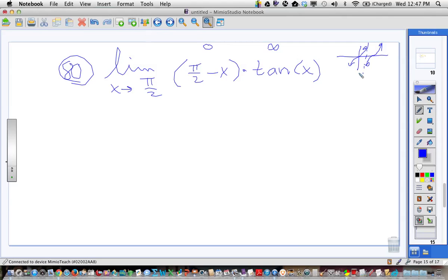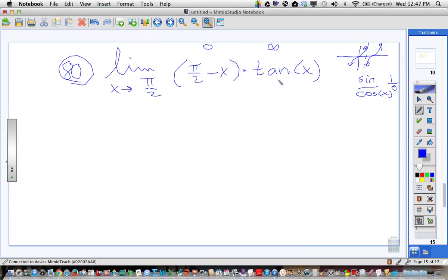Now, if you didn't remember that, then you could think of this as sine over cosine. And what's the sine of pi halves? Well, that's 1, and the cosine of pi halves is 0. So this is 1 over 0. So if you thought of tangent as sine over cosine, plugged in your pi halves, you get 1 over 0, which should make you think of infinity. Remember, we said that yesterday. 1 over infinity is like 0. 1 over 0 is like infinity. Okay? 1 over something really small. So it's a 0 times infinity.